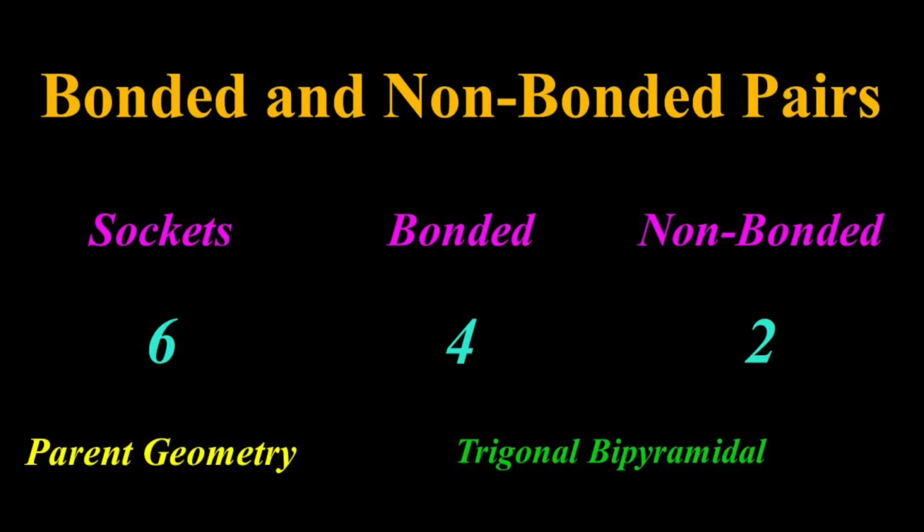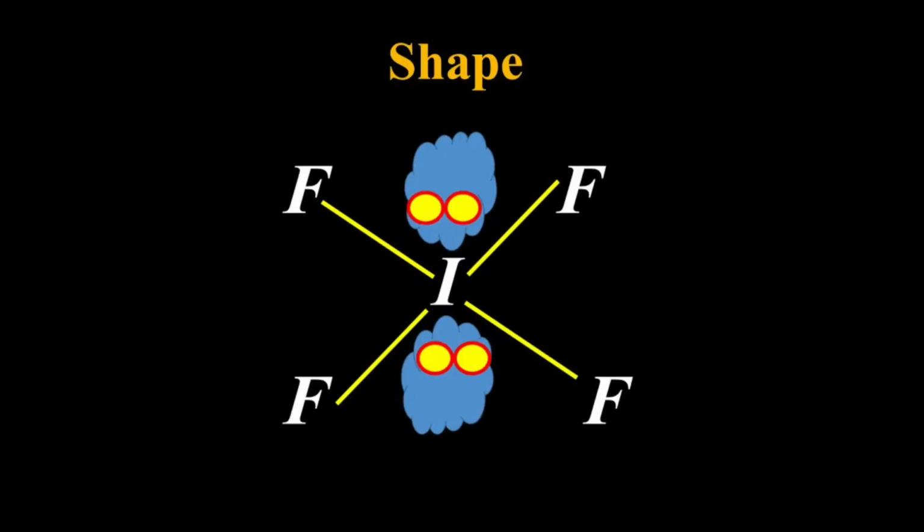All right, this should be a little bit more interesting. I don't think we've done one of these. So we have 6 sockets, 4 bonded, 2 non-bonded. The parent geometry is octahedral, and this is what it kind of looks like. And you could probably figure it out just by my drawing.